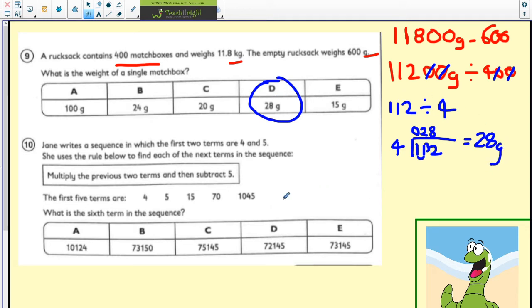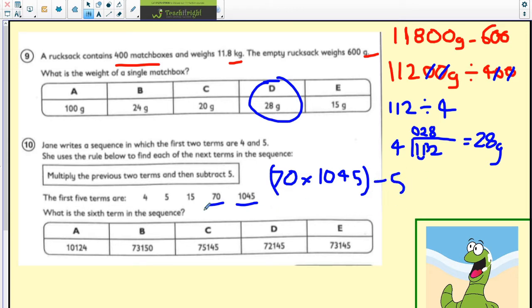Grams. There you go. Jane writes a sequence in which the first two terms are 4 and 5. She uses the rule below to find the next terms. Multiply the previous two terms and subtract 5. So what's the sixth term? So we have to multiply the previous two and then subtract 5. So my sum is going to be 70 multiplied by 1045. And then to all of that, I'm going to subtract 5.